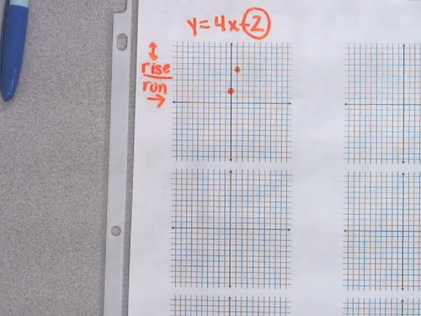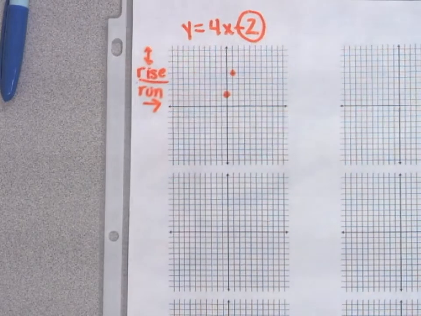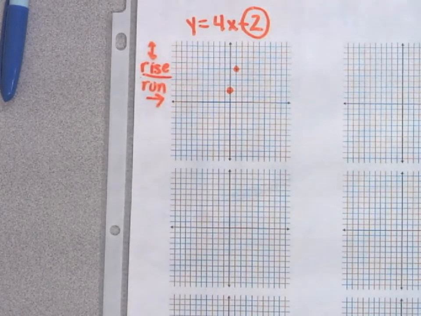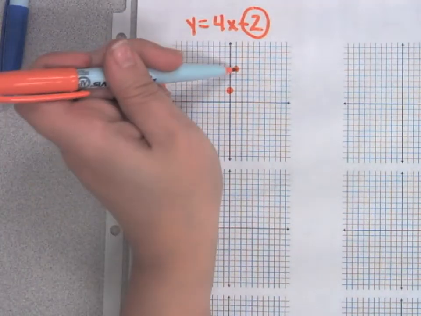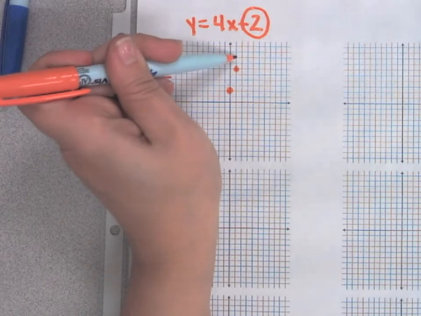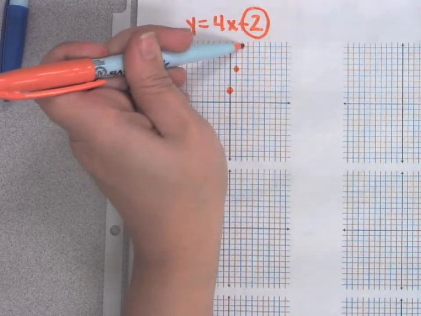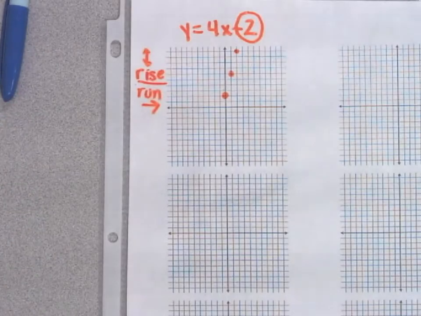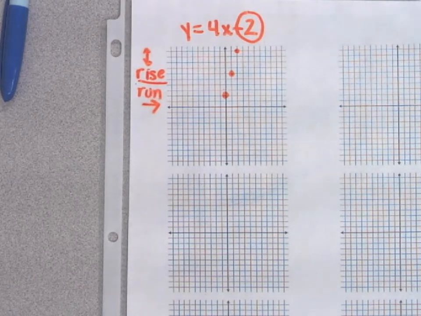How many points do you need to make a line? At least 2. You can always have more, right? If we wanted to show this line more, we could do it again. 1, 2, 3, 4. Again. Now, to really make a line, don't we have to actually make the line?